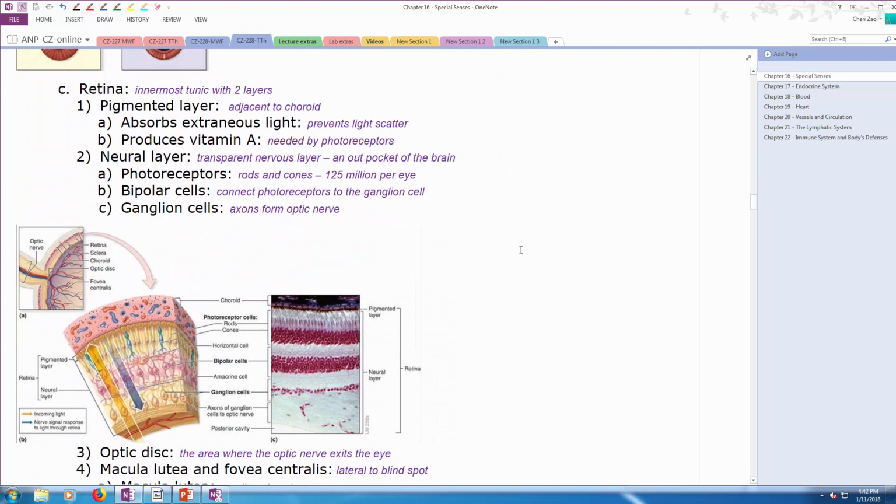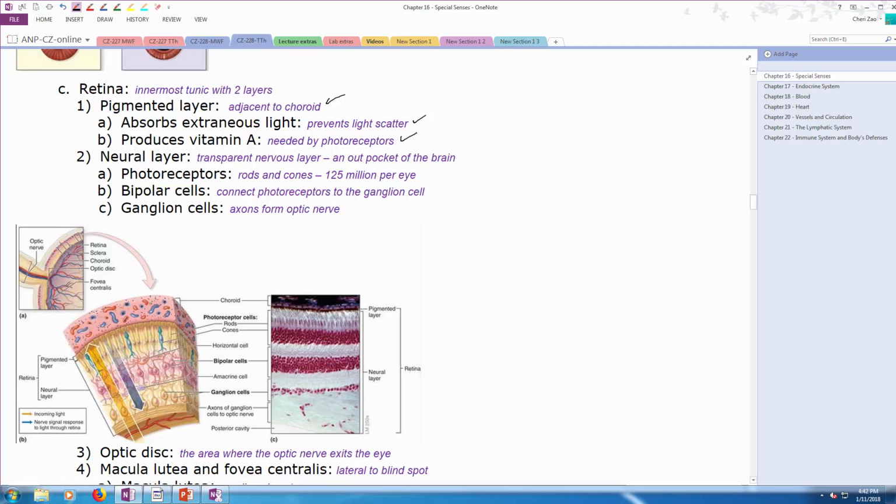Now the retina, our innermost tunic, also has two components. Its outermost component, which is adjacent to the choroid, is the pigmented layer. It's very thin, and it is also there to help absorb extraneous light. We want to prevent light scatter because we want to only stimulate the photoreceptors that the light is aimed for, not to have overflow. And it is also important because this is where vitamin A comes to our photoreceptors.